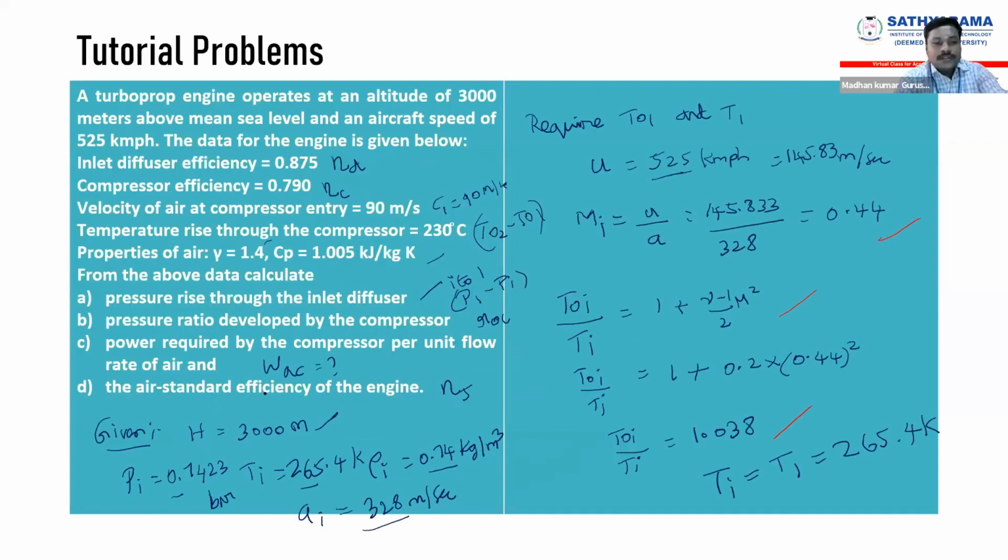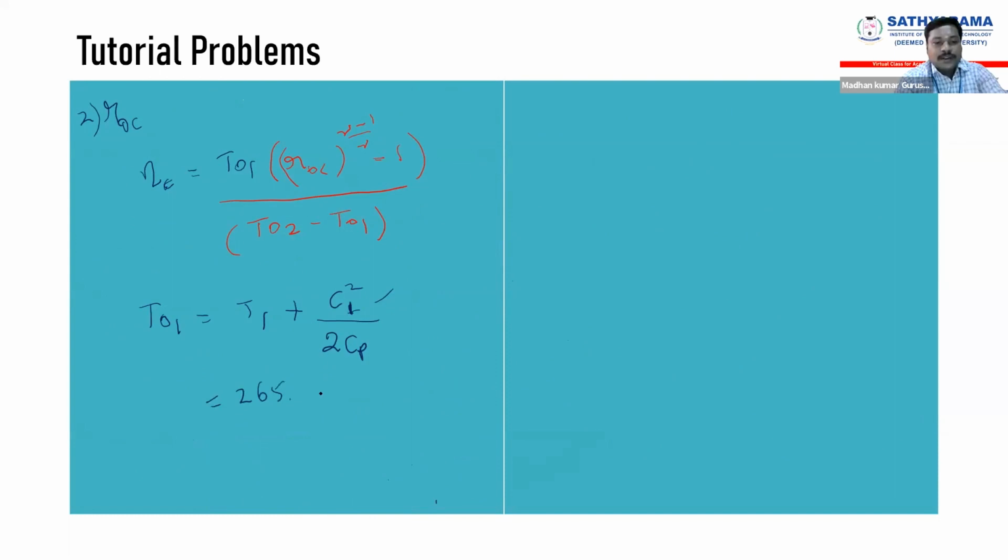Okay, 265.4 plus what is your C1? So C1 is 90 square divided by 2 into Cp. So Cp is 1.005, right? Just substitute 1005 instead of 1.005, right? And then find the value of T01. Find the value of T01 and tell me the answer.